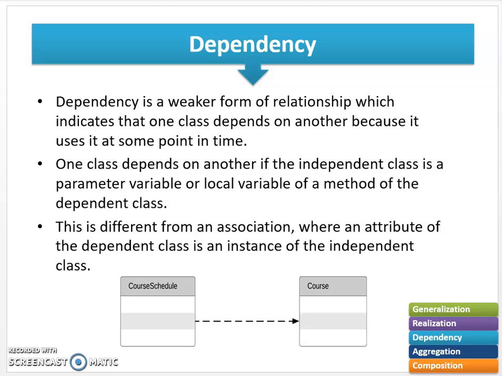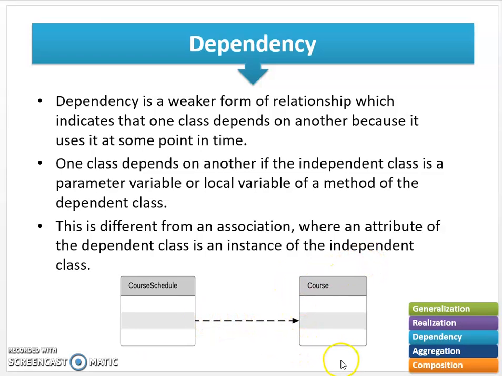Another relationship is dependency. A dependency means the relation between two or more classes in which a change in one may force changes in the other. However, it will always create a weaker relationship. Dependency indicates that one class depends on another. Let's look at this example. A course schedule depends on the class course. This means that any changes in the course class will force the course schedule class to change.